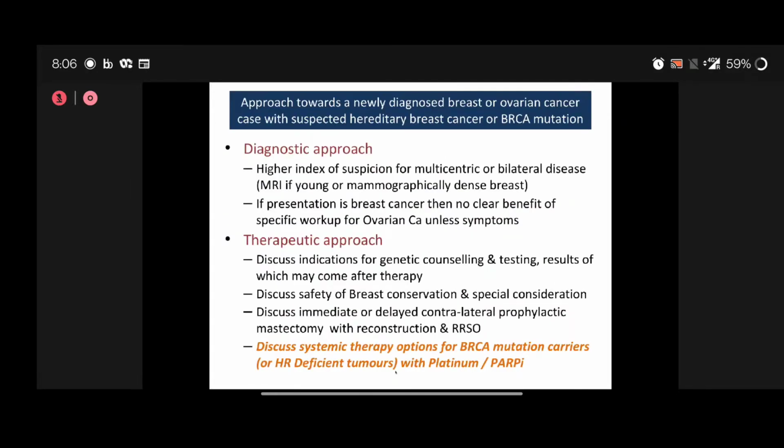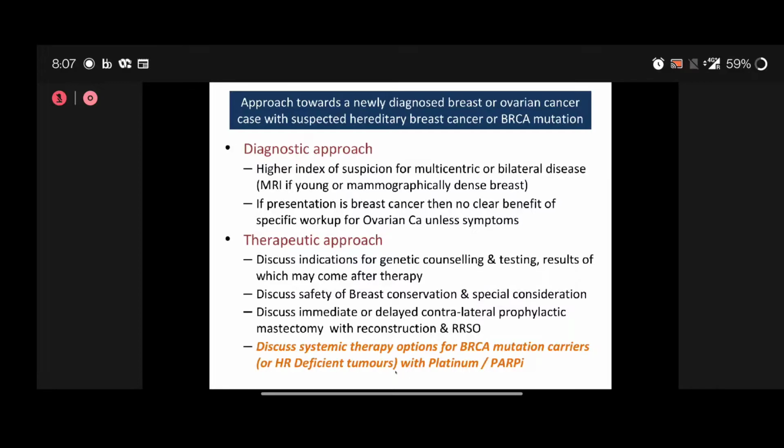So what should be the approach towards a newly diagnosed breast or ovarian cancer patient, or suspected breast cancer? One is the diagnostic approach. You should have a higher index of suspicion for multicentric or bilateral disease. If they are young or have mammographically dense breasts, order an MRI with a breast coil. If the presentation is breast cancer, there is no clear benefit of a specific workup for ovarian cancer unless there are symptoms, because generally it is not picked up, but you could do it. There is no harm, but it is not really necessary.